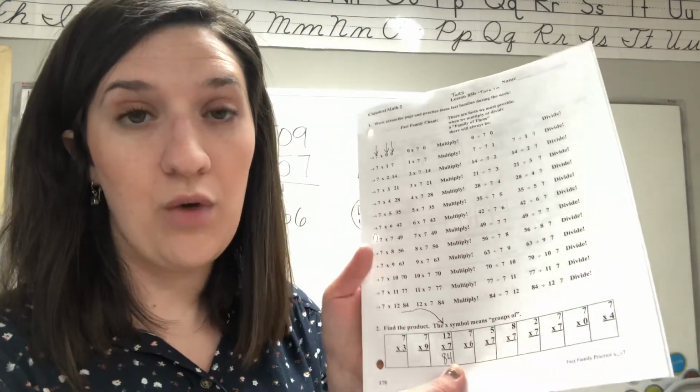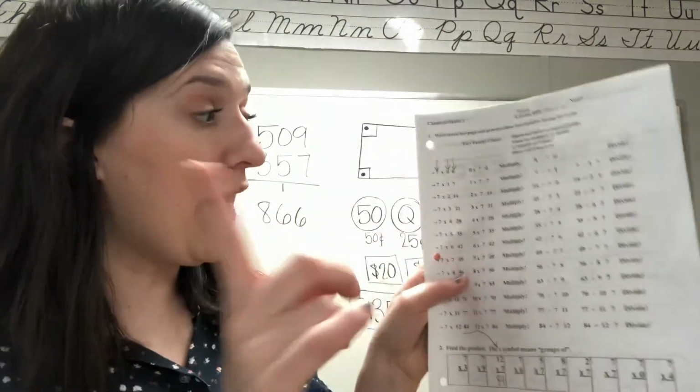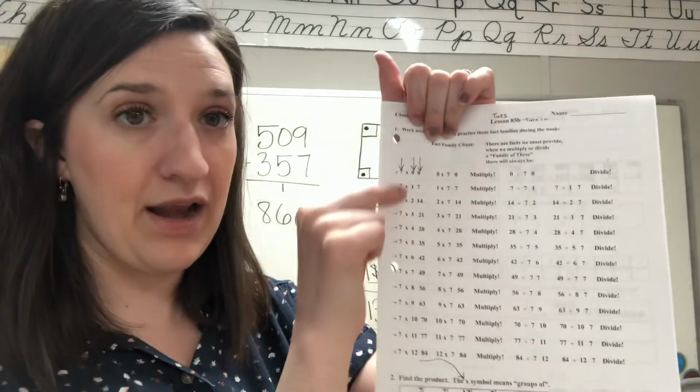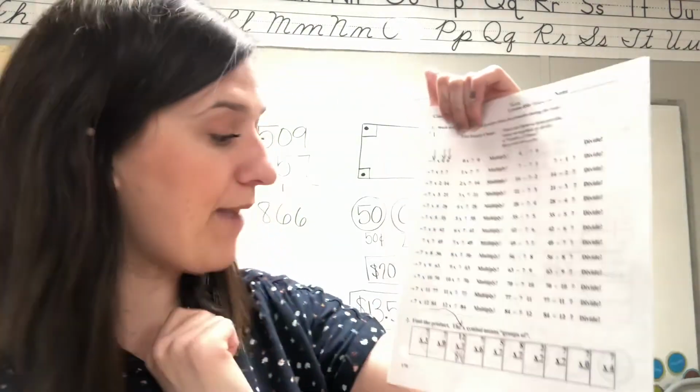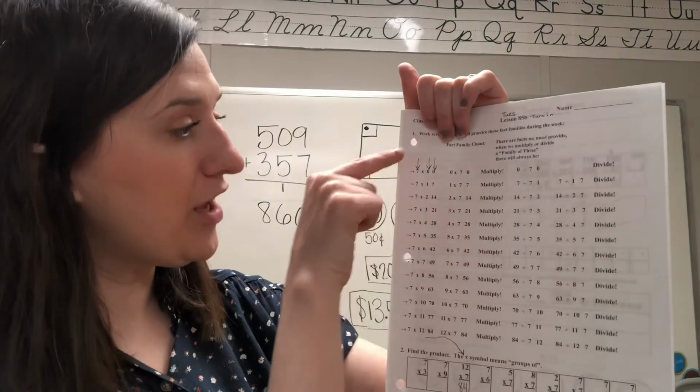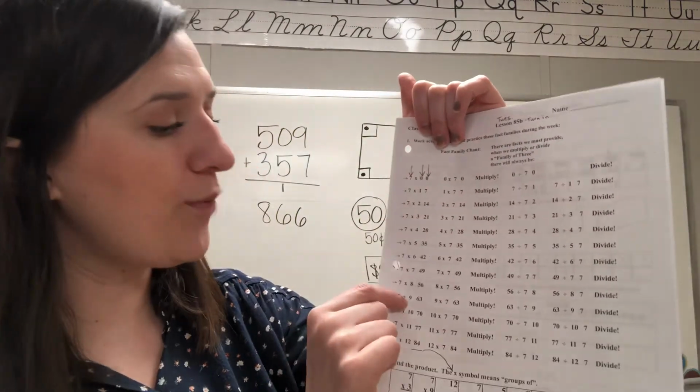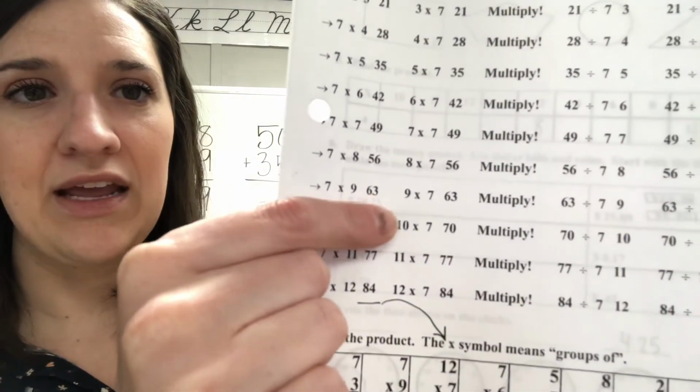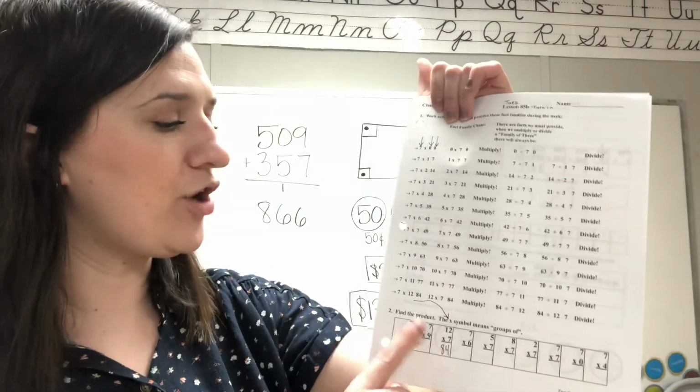If you have forgotten your count by sevens, then, well, work on memorizing them again. But also, you can look up here. All of the right answers are here. So let's say you couldn't remember what 7 times 9 is. Just look for 7 times 9. Oh, there it is. 7 times 9, 63. You can find the answer and just copy it down.